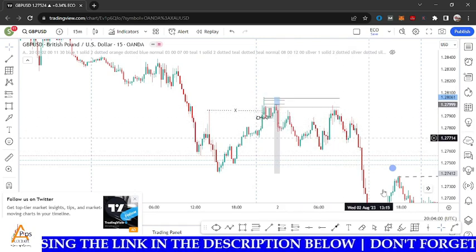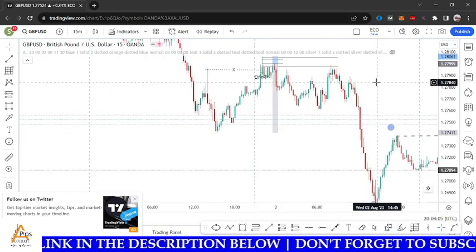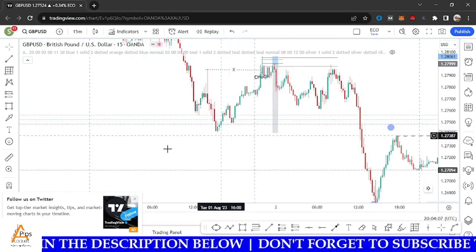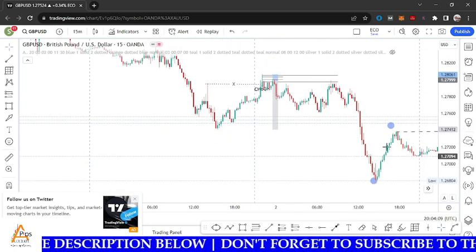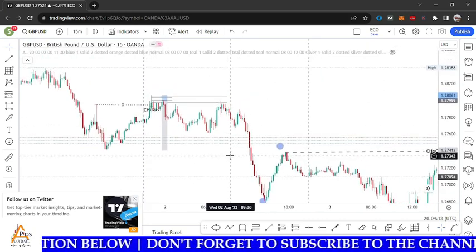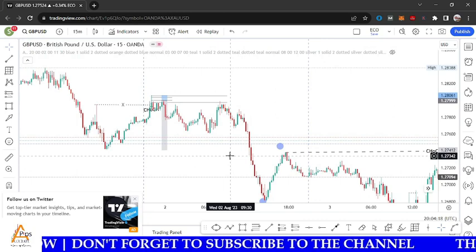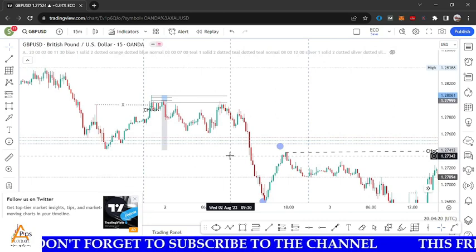Price taps in and then goes down. Okay, we will look at this when we are looking at entry models. So this is an example of how we can identify IFCs, and then we make trade entries based on that.